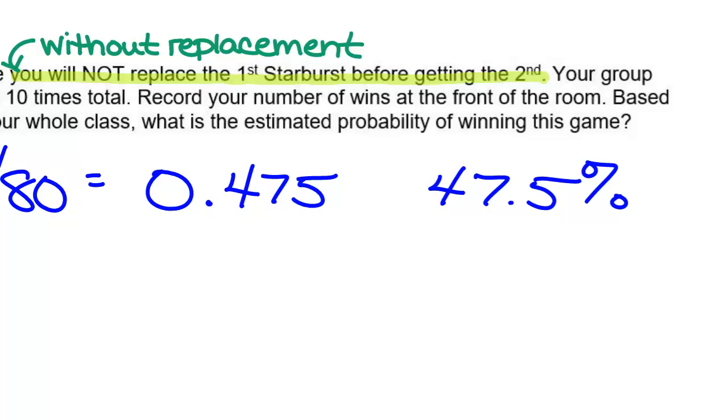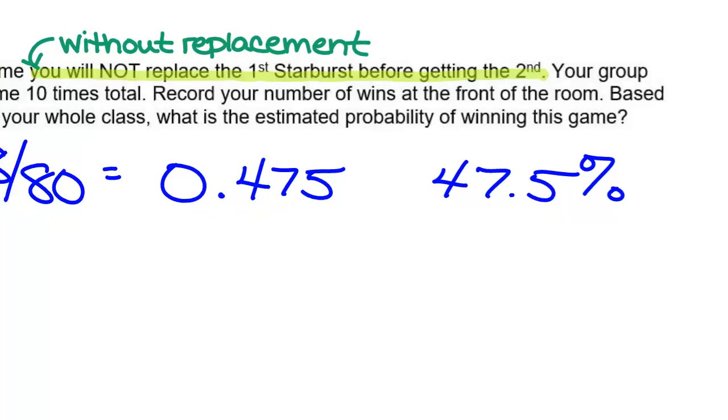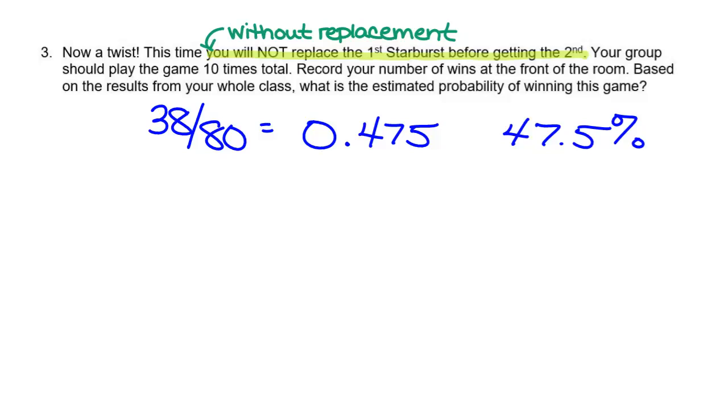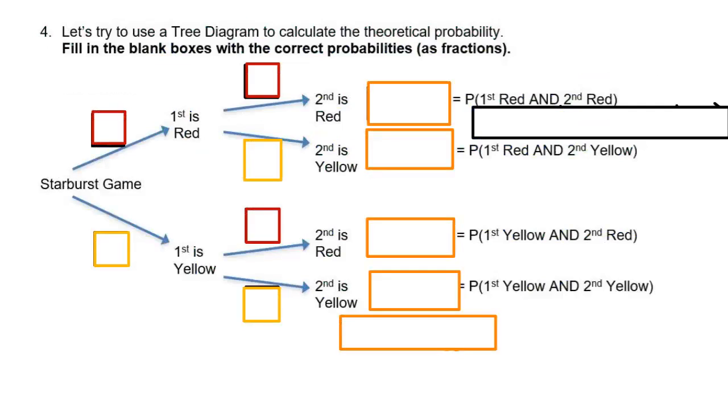What is that 47.5%? What did we just calculate? The win rate. The chance to win. Is that the true overall probability of winning? No, that was the chance of winning in this room with those particular games. So that is my estimated probability of winning, because we just used simulation to try to approach the true probability. We are going to use something called a tree diagram to calculate the true probability of winning the game.